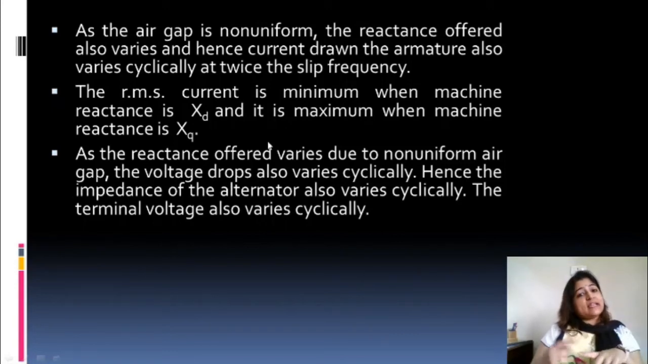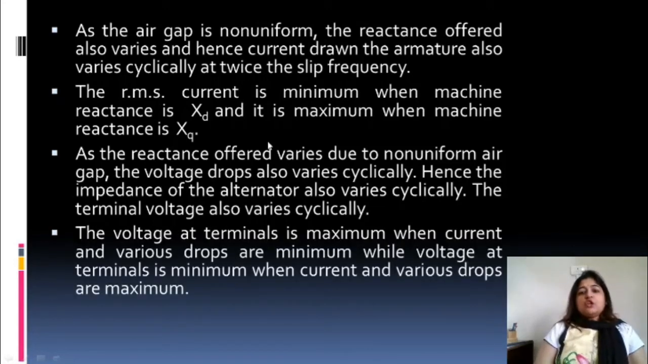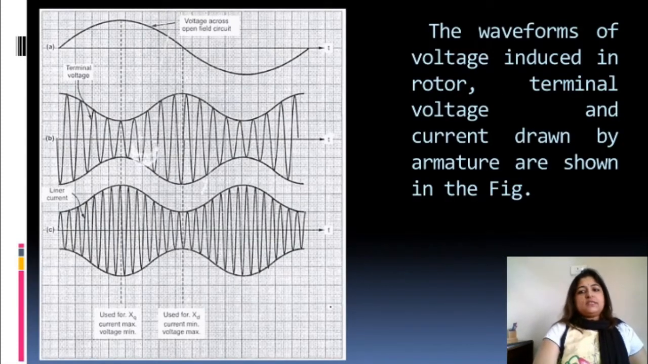And if the impedance will be varying cyclically, the voltage drop across those impedances will be varying cyclically. And if the voltage drops will be varying cyclically, accordingly, even the terminal voltage, which includes all these voltage drops, will also vary cyclically. So when it varies cyclically, at some position it will be maximum, at some position it will be minimum. Okay. So the voltage at the terminals will be maximum when the current and other drops will be minimum, while the voltage at the terminals will be minimum when the currents and various other drops will be maximum. We are going to see all these cyclic variations in the waveforms of the currents and voltages here.